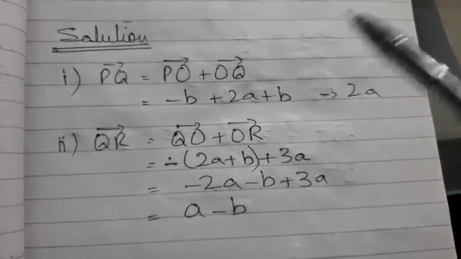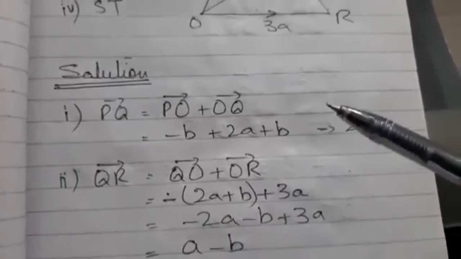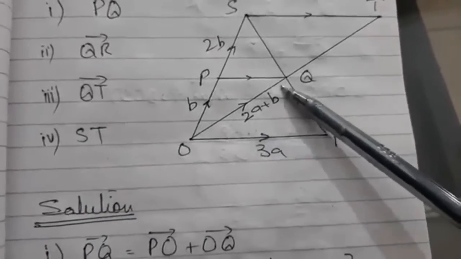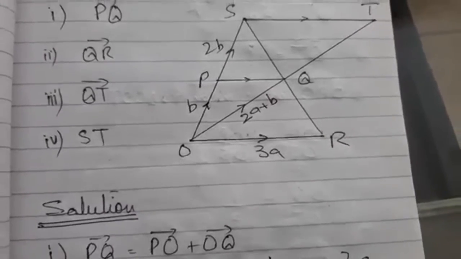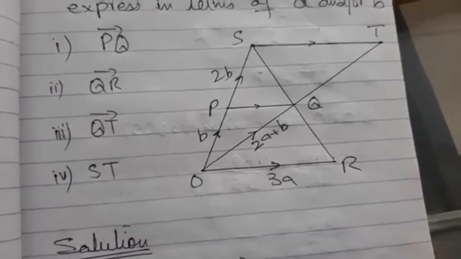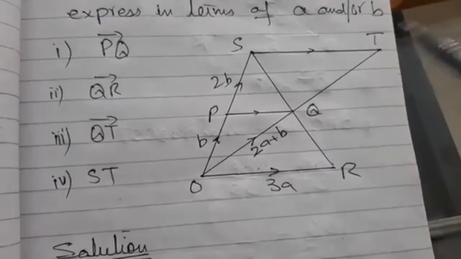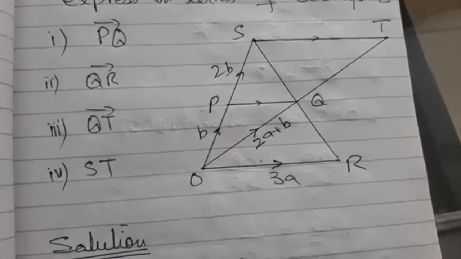So you have found what is PQ, you have found what is QR. So you know QR, it's this direction. Directions are very important. So now let's find out what is QT. QT is this vector.